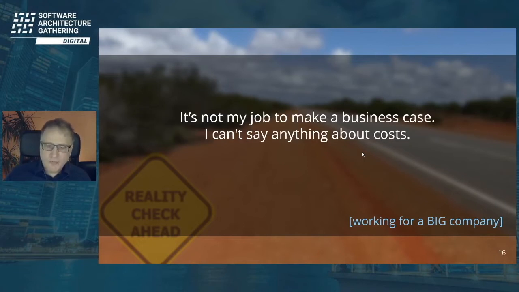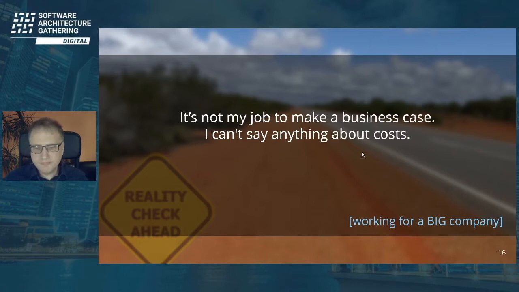And of course, there's the feedback: I don't have to do anything with the business case. I can say something about effort. I can say something about skills we need, but I do not do business cases. I cannot say anything about costs at all. This just doesn't work out for me.